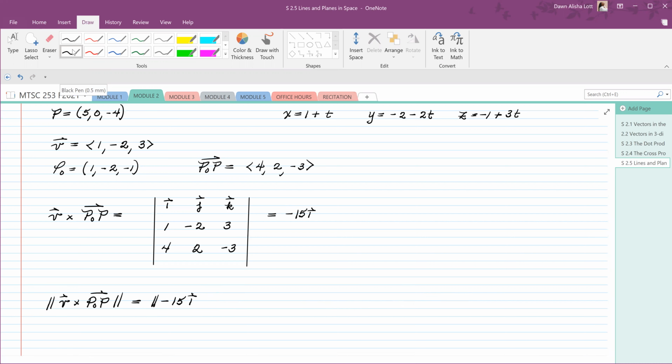I think the k has a piece. The k is 2 plus 8. Okay, so this is the length of this plus 10k. And that is the square root of 225 plus 100, which is equal to the square root of 325.